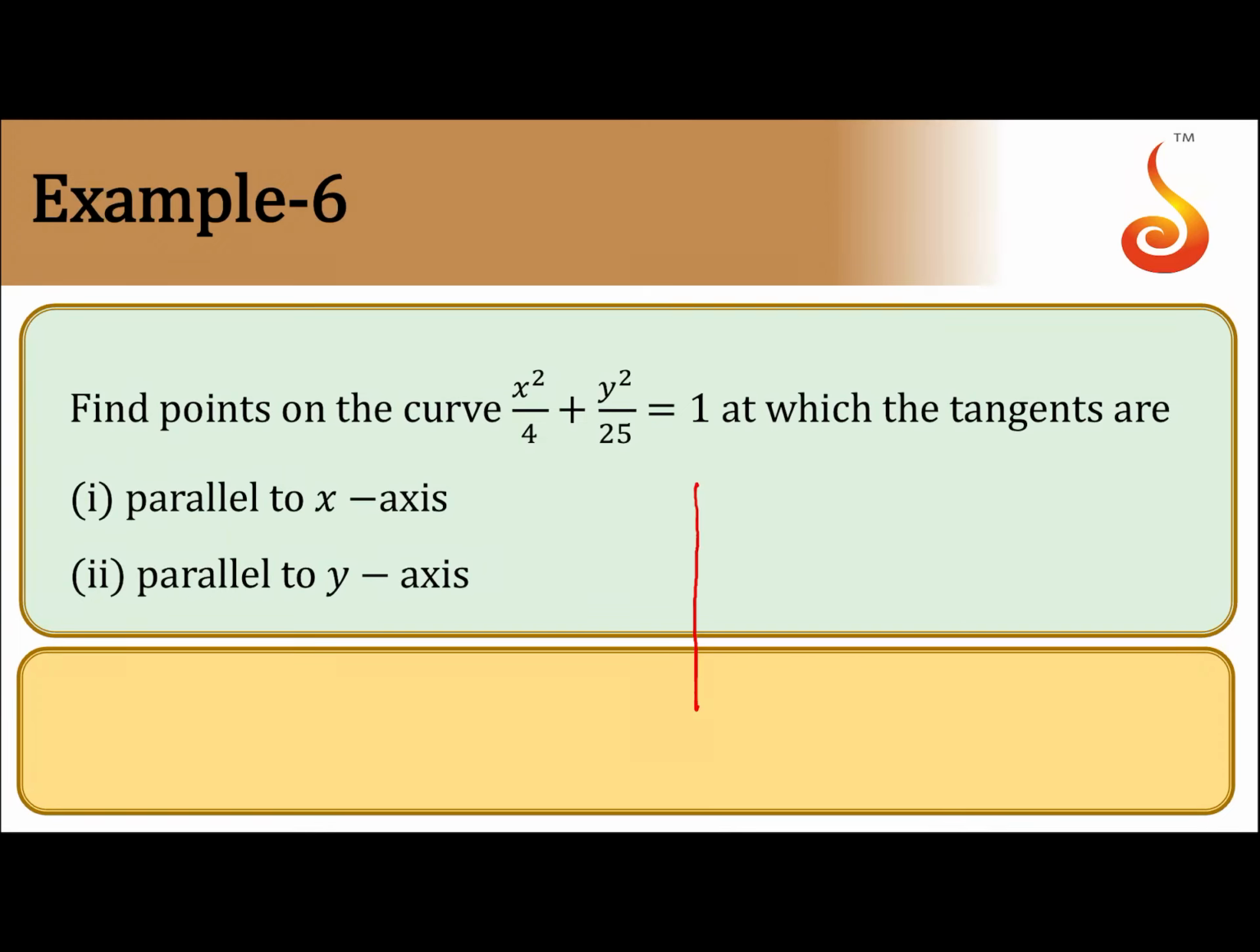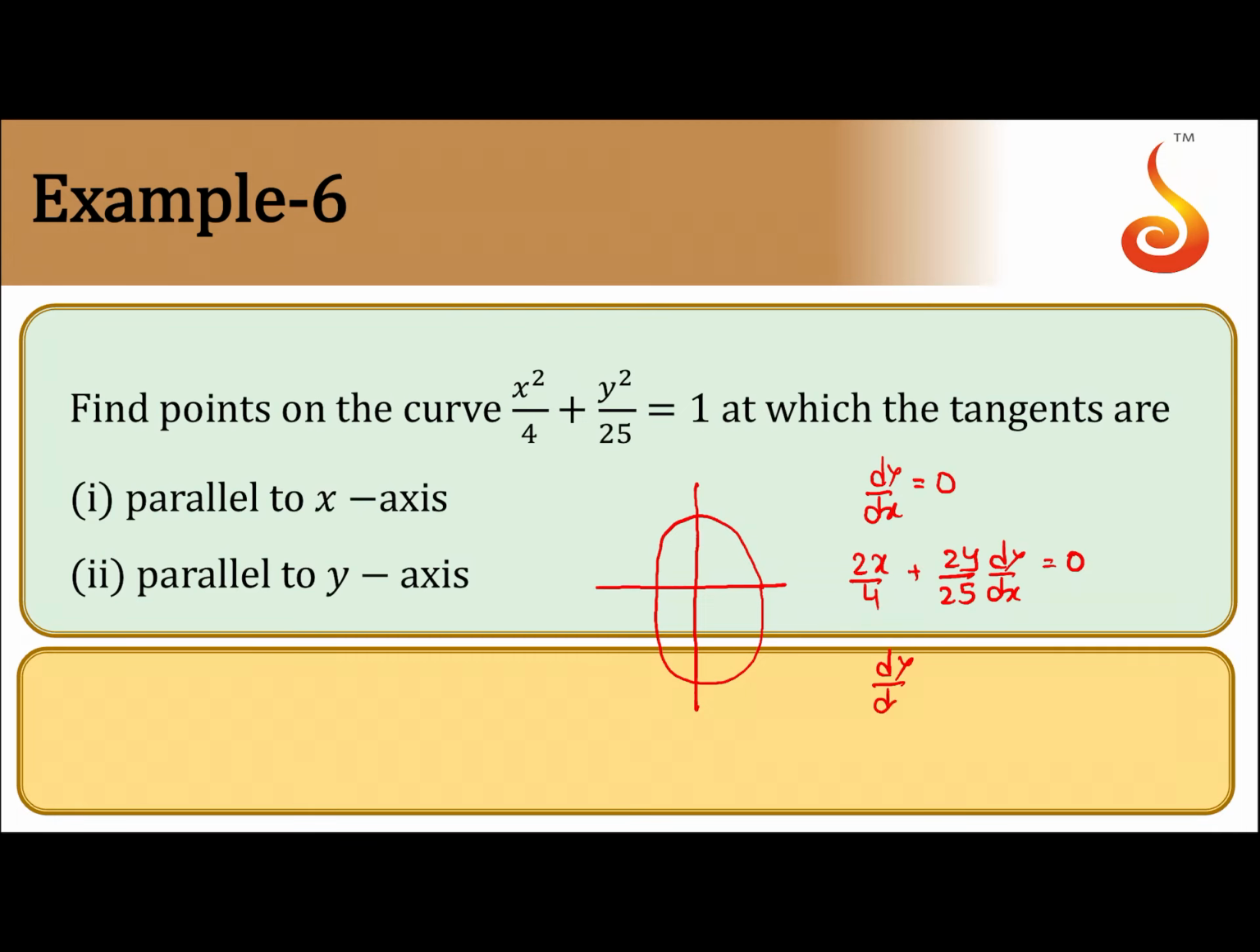You can clearly identify this is a vertical ellipse, at which tangents are parallel to the x-axis. Parallel to the x-axis means dy/dx is equal to 0. Okay, so we differentiate it: 2x/4 + (2y/25) dy/dx = 0.